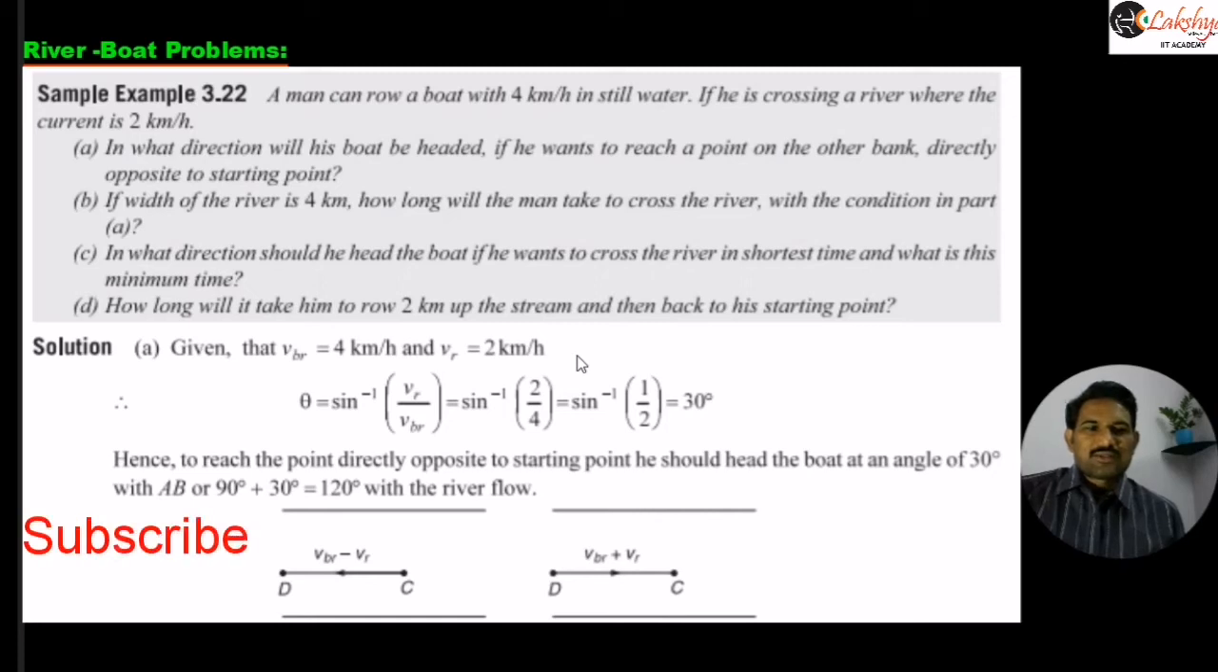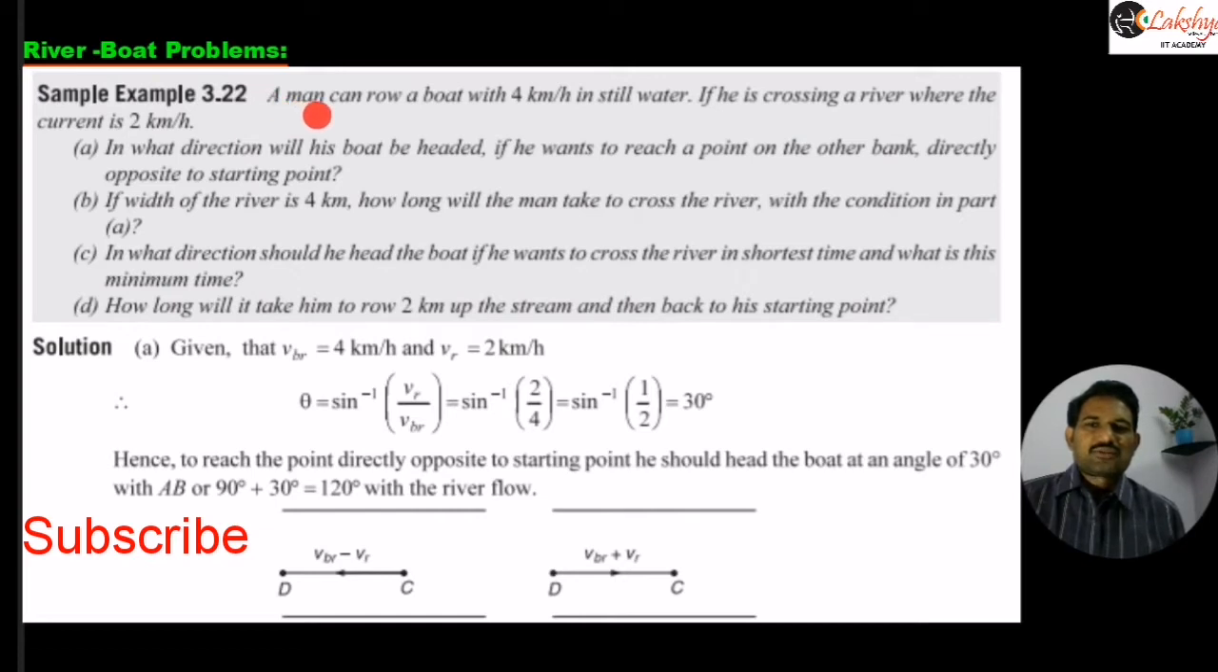Class, let us see the problems based on that. If you understand the riverboat concepts clearly, you can solve any problem related to that, right? So now let us see some of these problems based on these riverboat concepts. Let us see this first problem here.